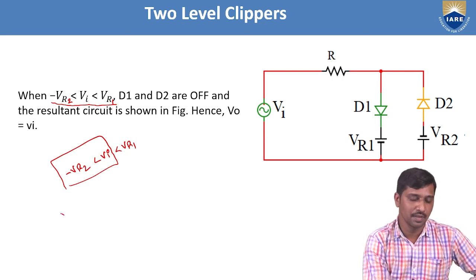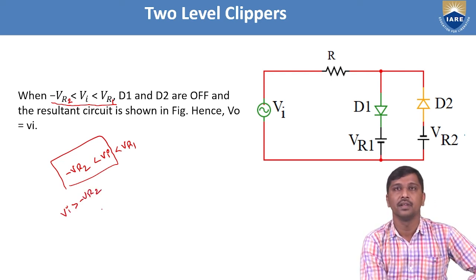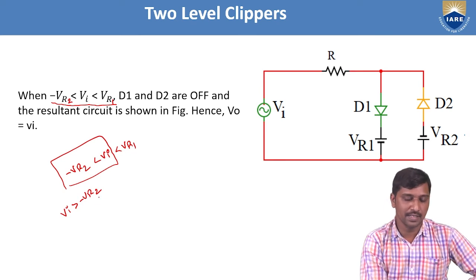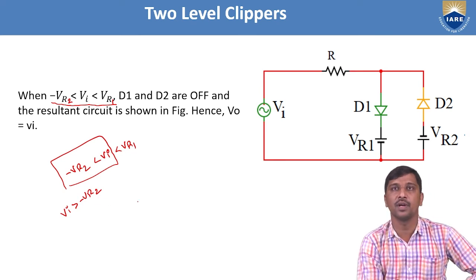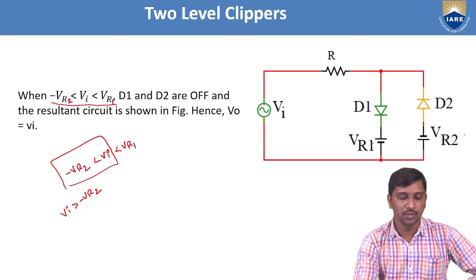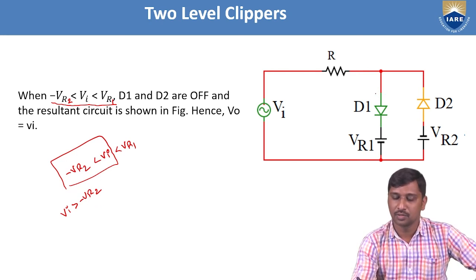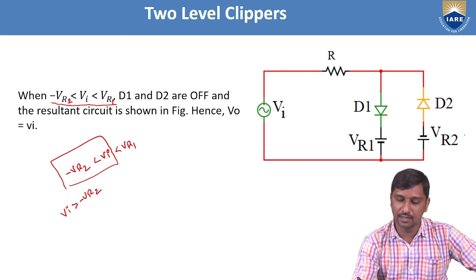If you observe the first statement, Vi is greater than minus VR2 here. So what happens here? If Vi is greater than minus VR2, which voltage are we applying here? A negative voltage we are applying here.